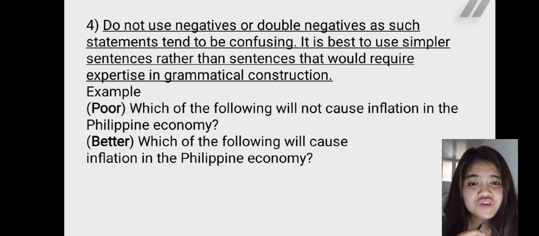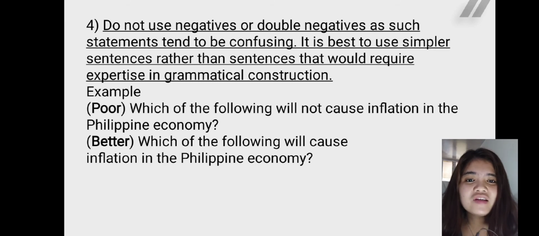Fourth, do not use negatives or double negatives, as such statements tend to be confusing. It is best to use simpler sentences rather than sentences that would require expertise in grammatical construction. For example, this is an example of a poor sentence: which of the following will not cause inflation in the Philippine economy? To make it better: which of the following will cause inflation in the Philippine economy?